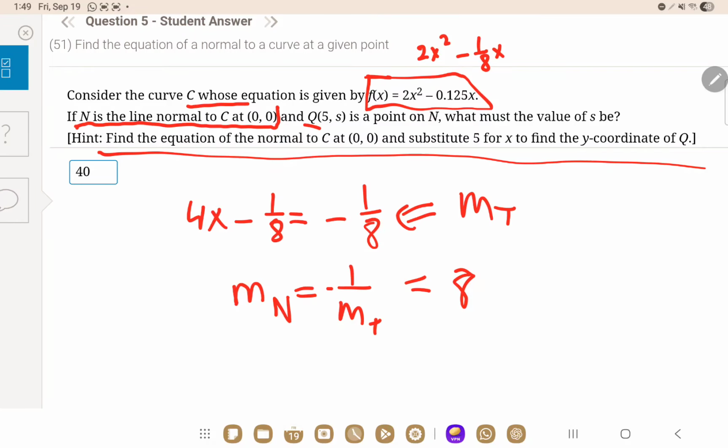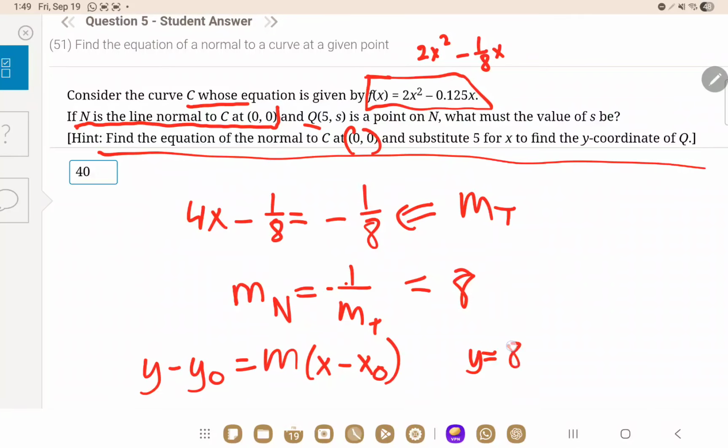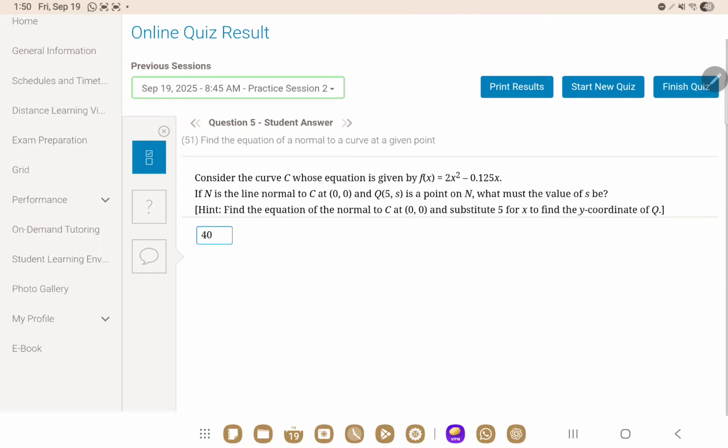Now we use the point slope formula, which is y minus y0 equals m into x minus x0, to get your equation. Now we have the point 0, 0, so that is the point you substitute into this equation. Y minus 0, which is y, equals 8 into x minus 0, which is just 8x. Now we need to substitute 5 to find y. So you substitute x in, which is 5. 5 times 8 is 40, so y equals 40. Moving on.